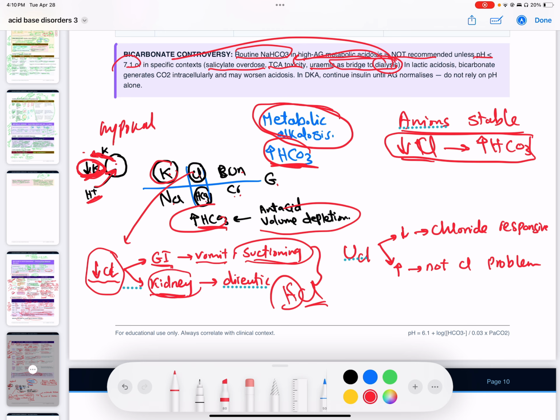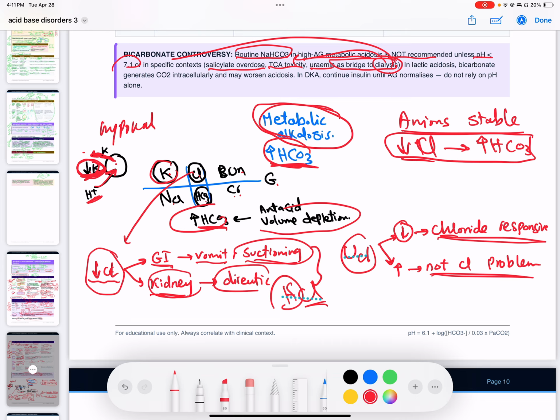Or sometimes it's kidney loss, like a loop diuretic. You lose sodium, potassium, and chloride. And remember, in normal anion gap metabolic acidosis, we check the urine anion gap, but here we check the urine chloride, because we can differentiate metabolic alkalosis between chloride responsive and not chloride responsive. What does this mean? You look in the urine for chloride, and you find the urine chloride low.